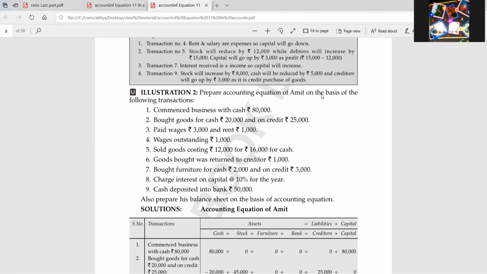So businessman, who is representing businessman here? Capital. So interest on capital will be added in the capital. Secondly, it is an expense for the business. So if it is an expense for the business, it will be deducted from the capital. So what is the treatment? Once it will be added in the capital, then the other time it will be deducted from the capital.